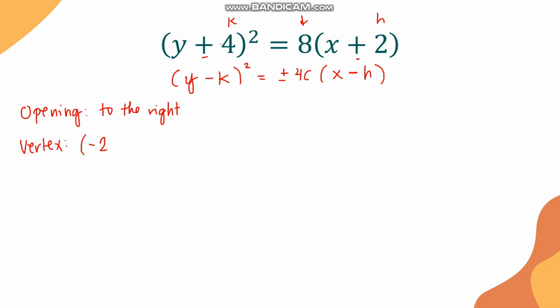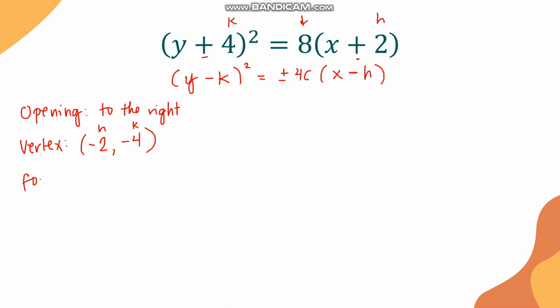Same with k. Since this one is positive, all you have to do is change the sign, so it will become negative 4, since the original equation should be negative. So if you substitute here y minus negative 4, that will give you y plus 4. So this is our vertex, (-2, -4).